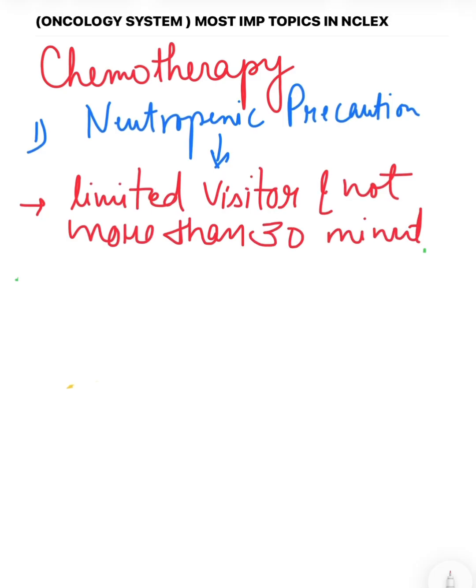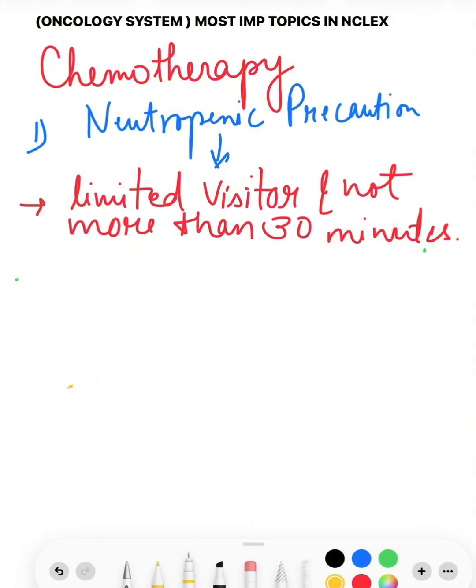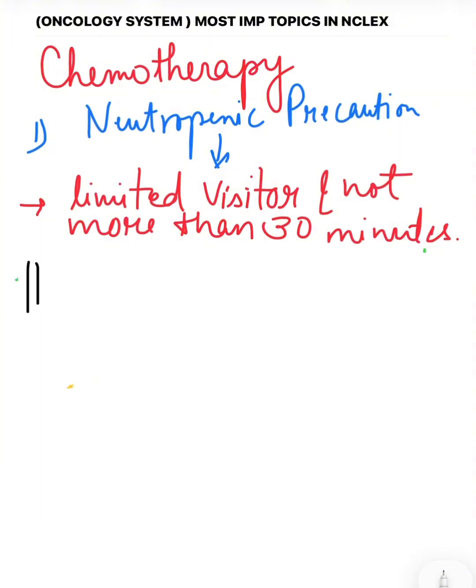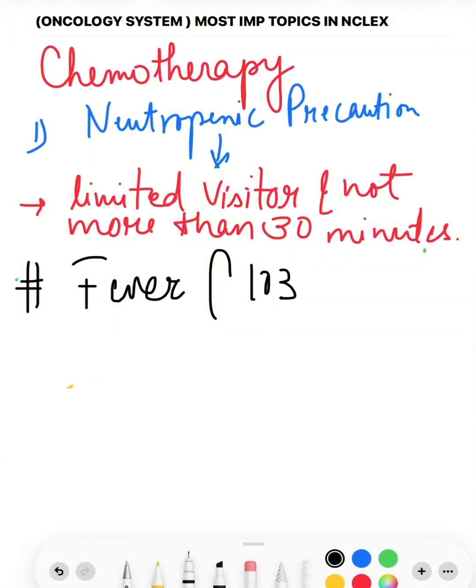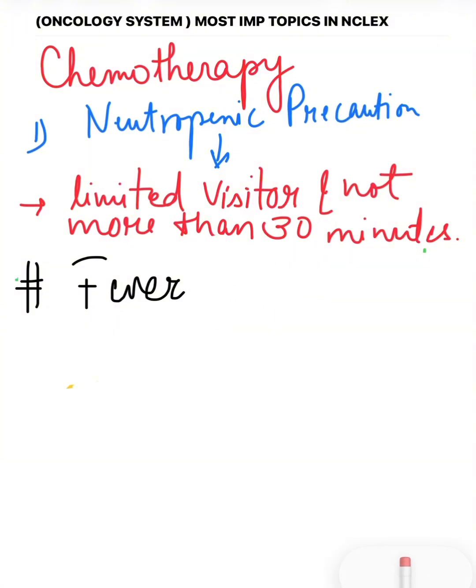In bone marrow suppression there are low WBCs, so we have to put the patient on neutropenic precautions. In chemotherapy, fever is a priority. Fever over 100.3 Fahrenheit is a priority.